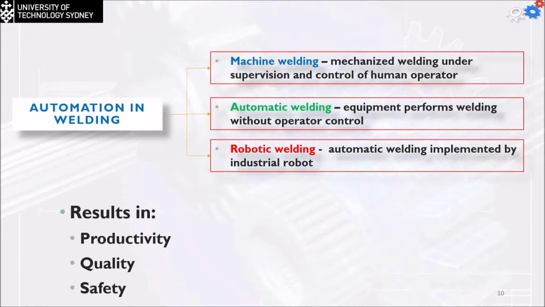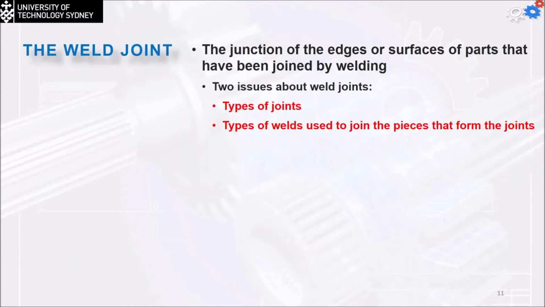Now, this is important about the weld joint because previously we had this question repeated in the final exam. The weld joint is a junction of the edges or the surfaces of parts that have been joined by welding. This can be classified into the types of the joints and the types of the weld used to join the pieces that form the joints. So I'm going to show you both types. First the joints, and second the types of the welds used.